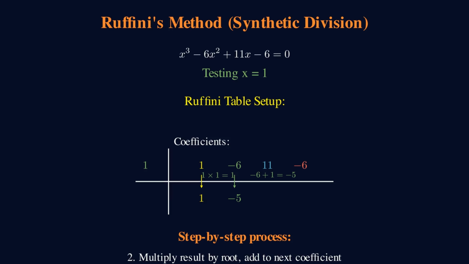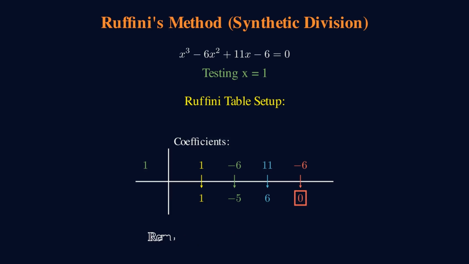Step 3. Repeat the process. Multiply negative 5 by 1 to get negative 5. Add to the next coefficient. 11 plus negative 5 equals 6. Finally, multiply 6 by 1 to get 6, then add: negative 6 plus 6 equals 0. The last number in our bottom row is the remainder.